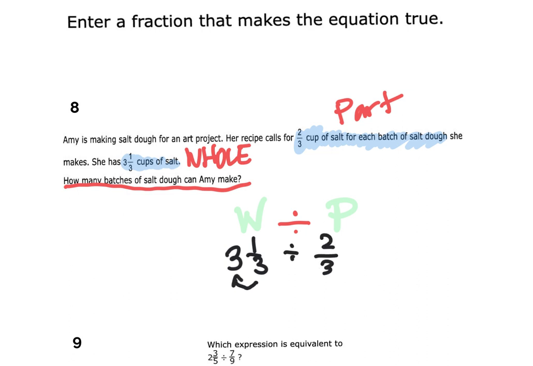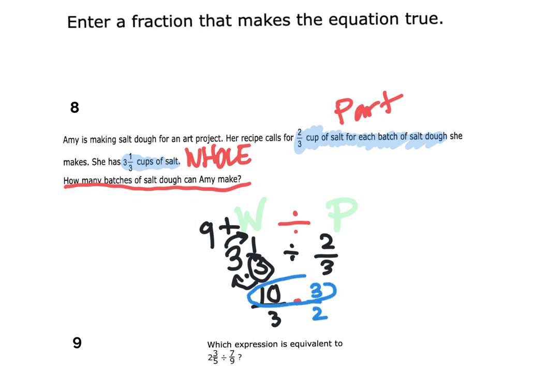So again, we're going to make this into an improper fraction. So 3 times 3 is 9, and 9 plus 1 is 10. So my final fraction is 10 over 3. Remember, we always just keep the denominator. Then we can change that, we can invert the division to multiplication, and we can take the reciprocal as usual of the second fraction, so flip it over and you get 3 over 2.